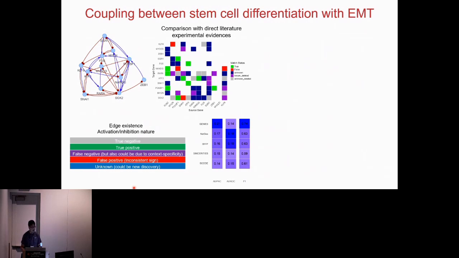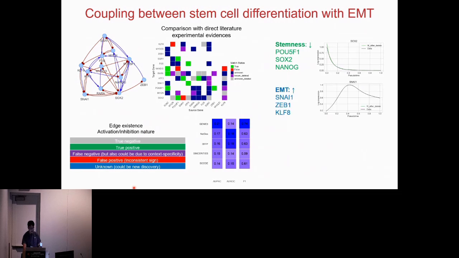But the gain for our method is that we also have a GRN model, an ODE model, that we can do simulations on. So interestingly, for the networks, we identify some stemness transcription factors whose activity is going downwards, and some EMT transcription factors whose activity is going upwards.